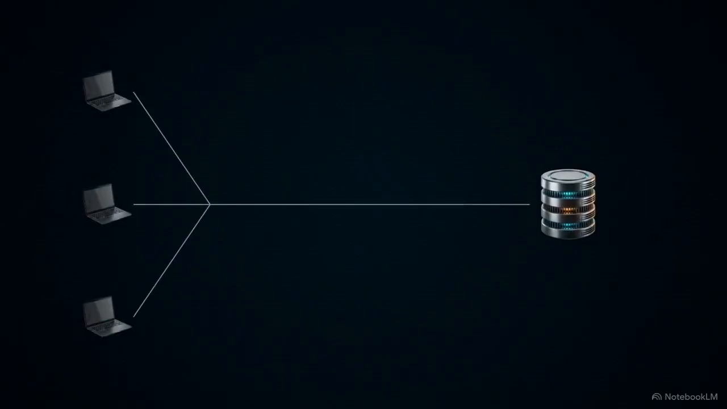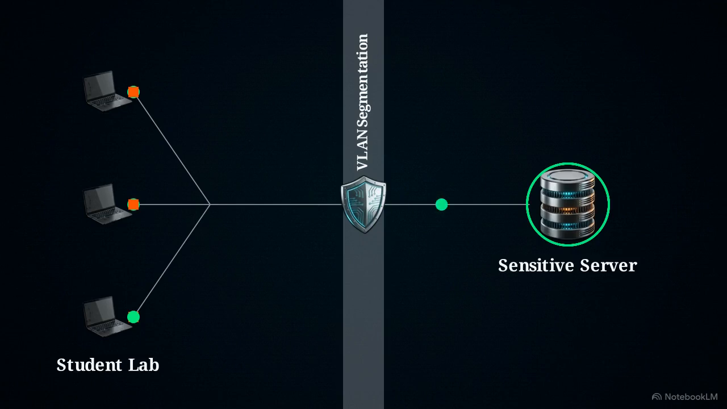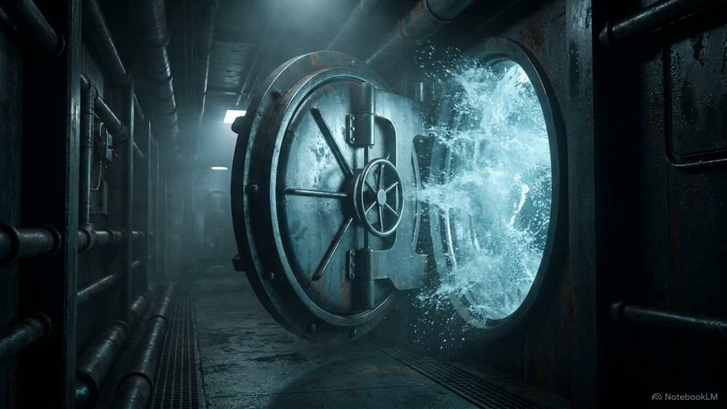Network segmentation isolates departments. Placing the student lab on its own VLAN ensures a breach cannot reach sensitive servers. Strict firewall rules applied to these boundaries act as a filter, blocking malicious traffic while allowing legitimate data to pass securely. These structural defenses act like watertight doors on a submarine, limiting the blast radius of an intrusion and protecting the rest of the network.